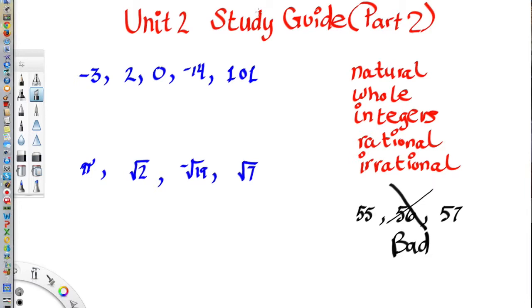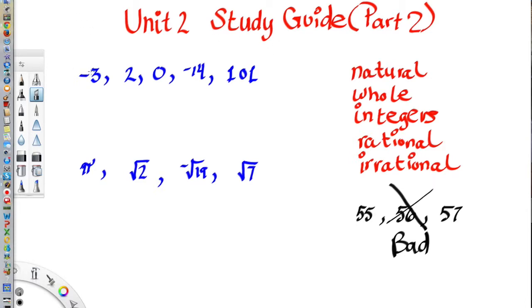It asks us to identify which type of numbers each group of numbers belong to. Okay, so we have now groups of numbers. We're not just focusing on one number. And what we want to do is take a look at -3, 2, 0, -14, and 101, and kind of go through our checklist and ask ourselves, do all of these numbers belong in any particular number family? And we'll start off with natural.